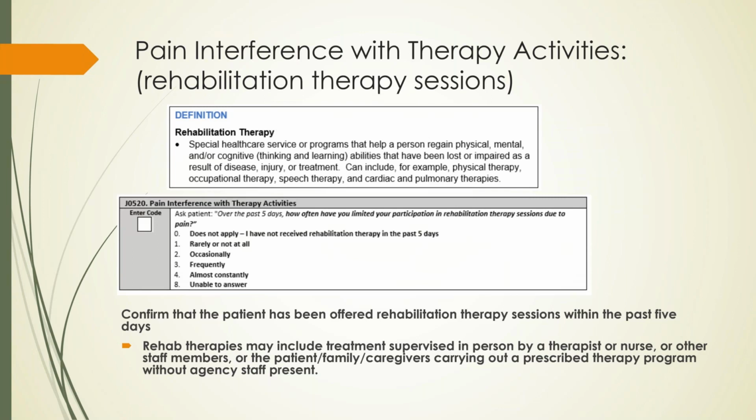So at discharge, things like if we gave them home exercise programs, or maybe they're canceling some of our therapy visits because they're having too much pain or something like that, then that's where we would look at, gee, how often did that interfere, if it interfered in the last 5 days. So it's really those more formal rehab sessions that they want to know about in this question.